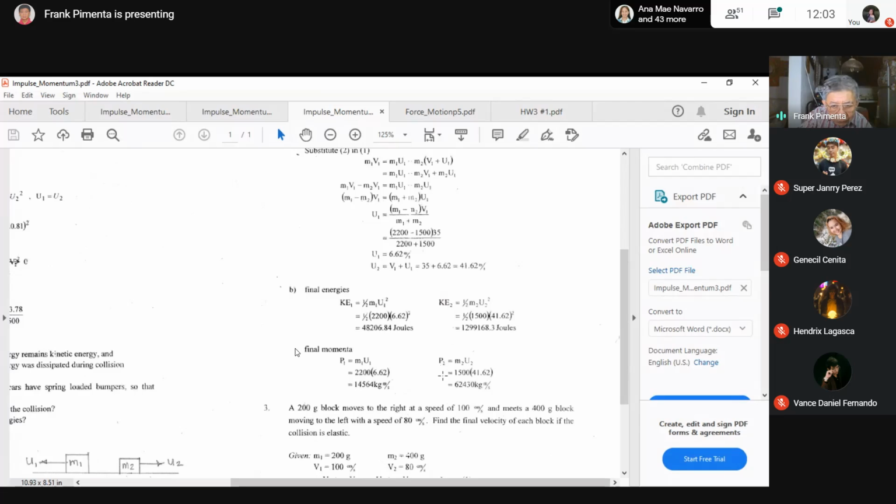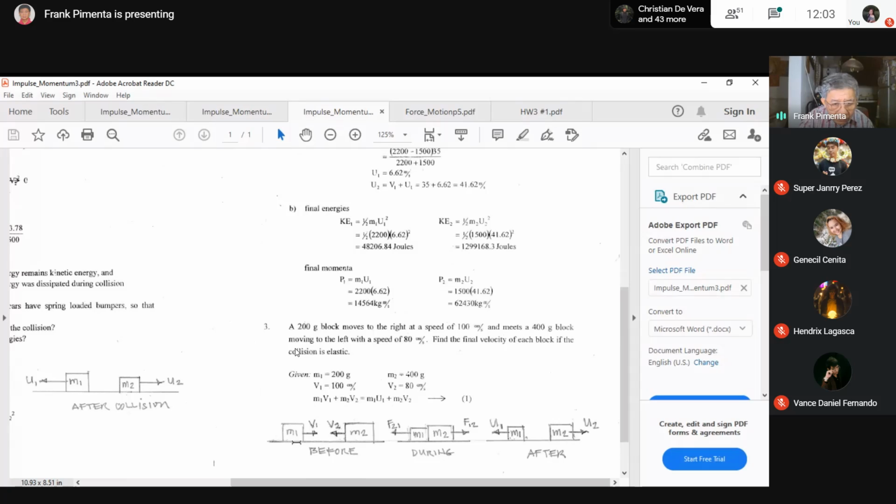For mass number 2, it is 1,500 multiplied by 41.62, the U sub 2. And this is equal to 62,430 kilogram meter per second. So these are the final energies and the final momentum.